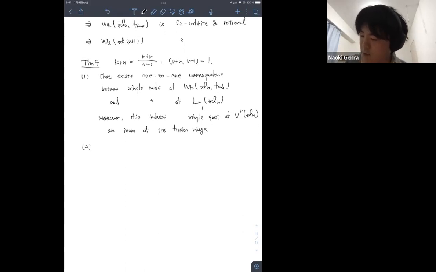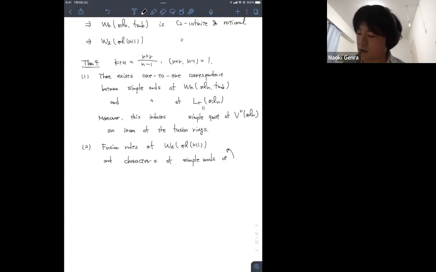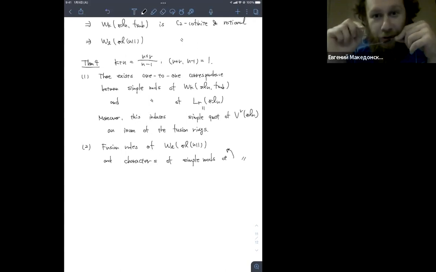And the second statement, we can know that the fusion rules of the super part and the characters of simple modules of this W superalgebra. So, do I correctly understand that the fusion ring is more or less the same as the Grothendieck ring for Lie algebras?